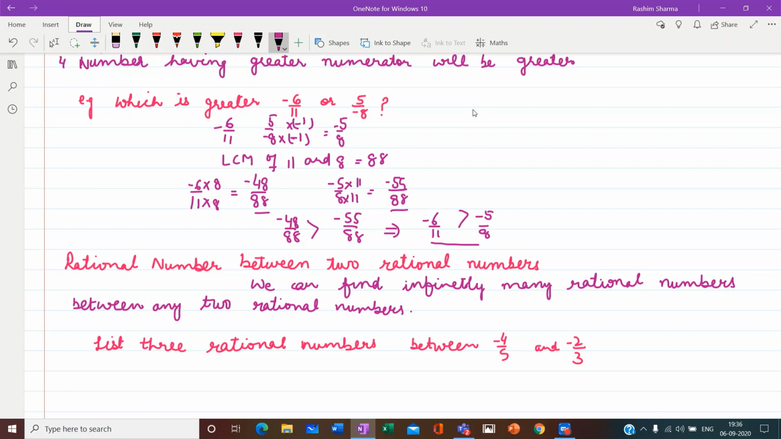When we have many numbers with us and we have to write them in ascending or descending order, then in the same manner we will change all the numbers to the same denominator by taking LCM, and then we can write them in the required order. Alright. Next we have rational numbers between two rational numbers.